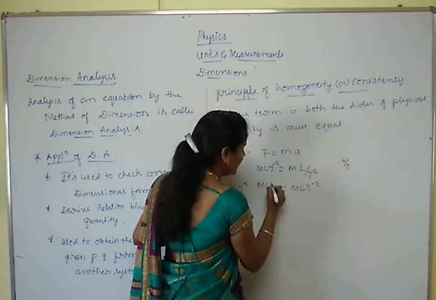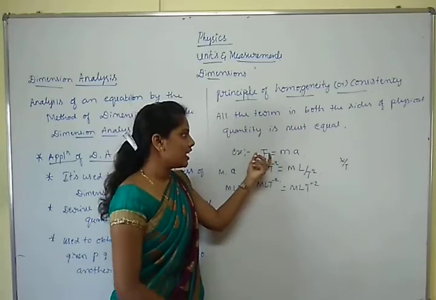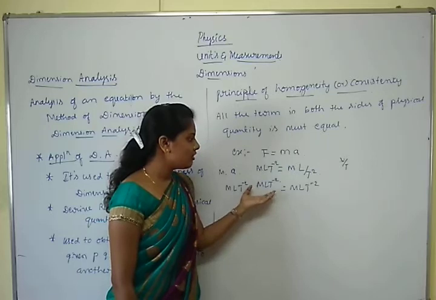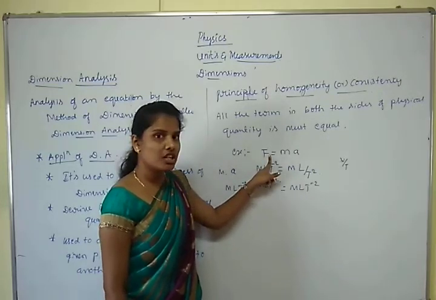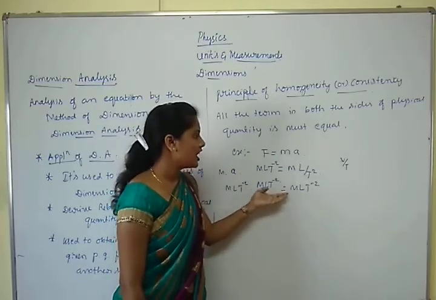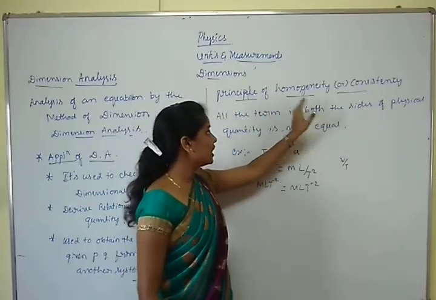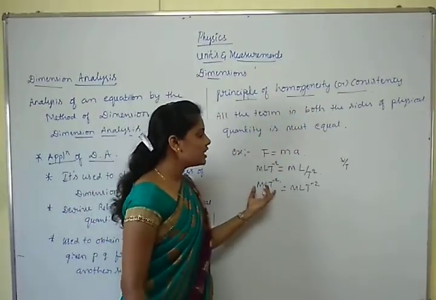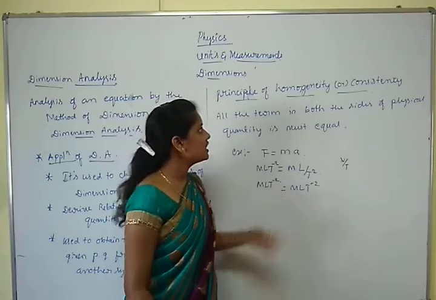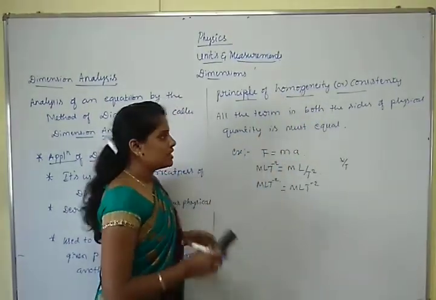Observe that on both sides of F = m a, the physical quantities have equal dimensions. This is the dimensional equation of this physical quantity on both sides. Both sides, LHS and RHS, are equal. This is called the principle of homogeneity. It is nothing but that the terms on both sides of the equation must be equal.